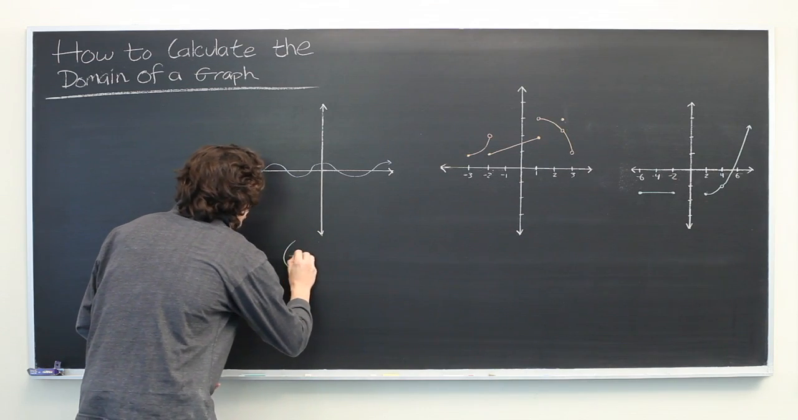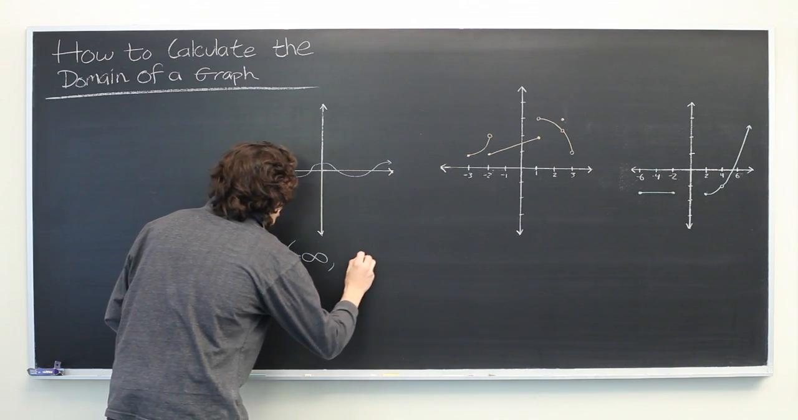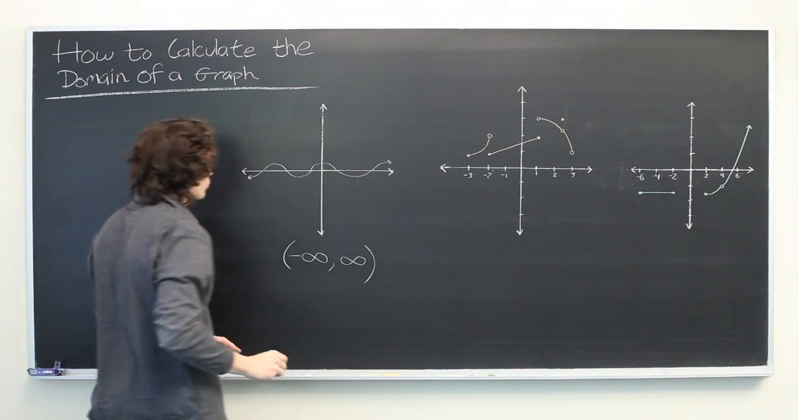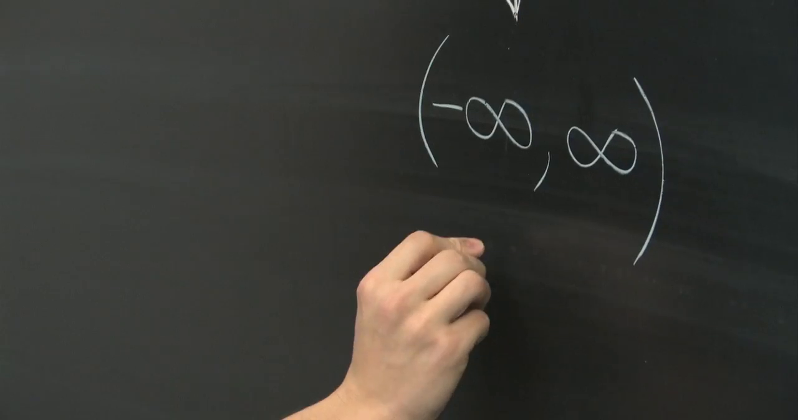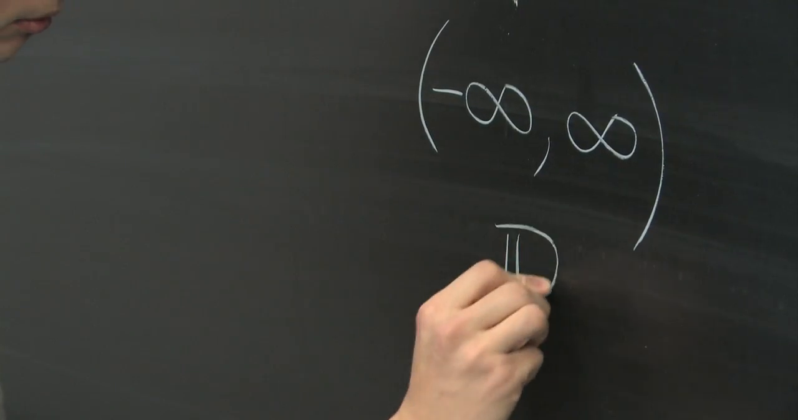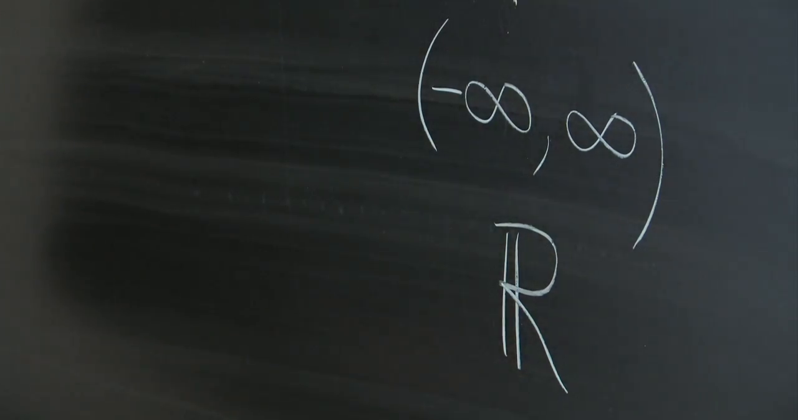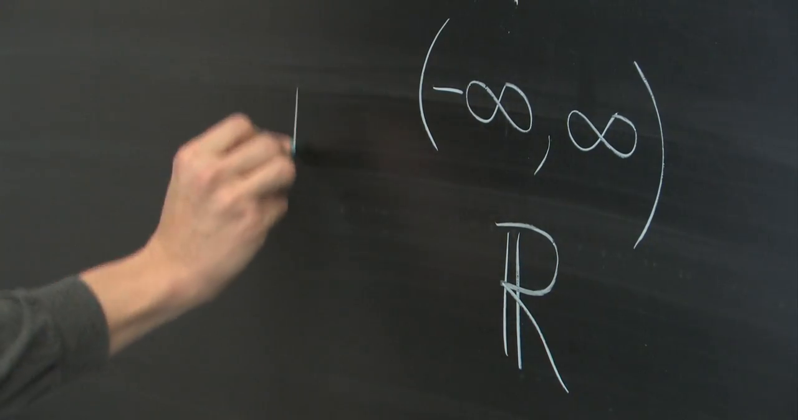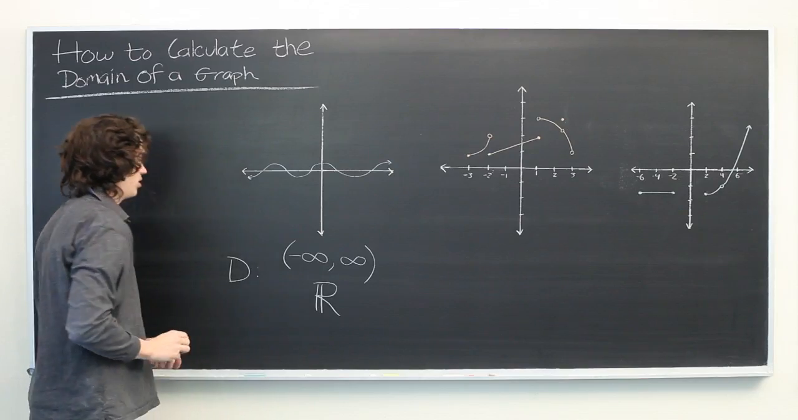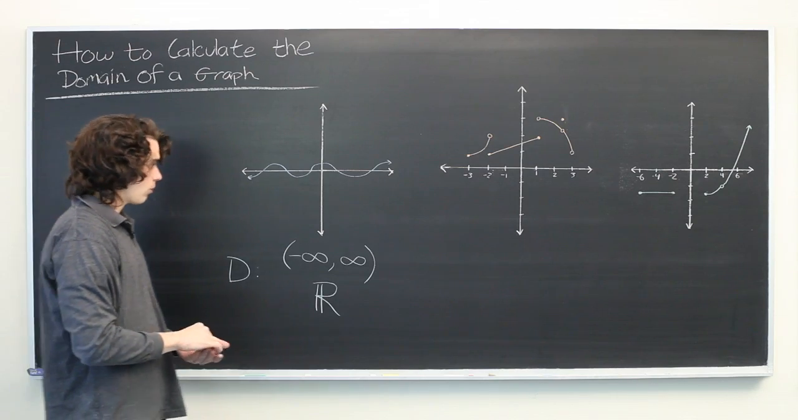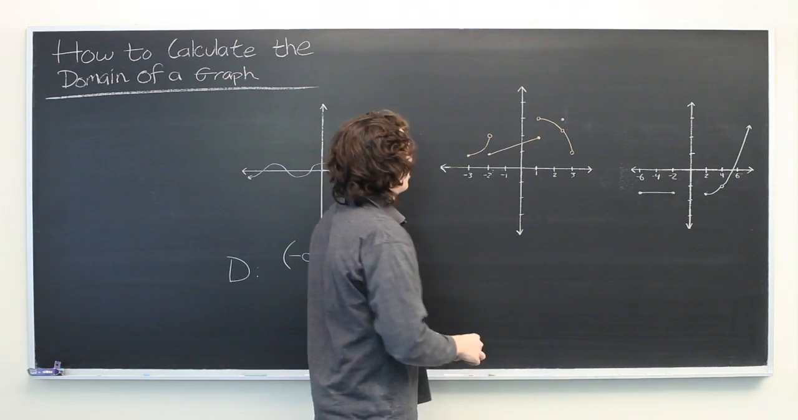So we can write it negative infinity to infinity, or sometimes you'll see this notation, which is a shorthand for all real numbers. This is our domain. Okay, moving on to our second example.